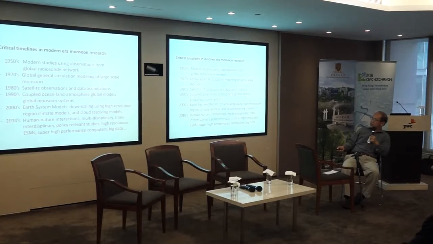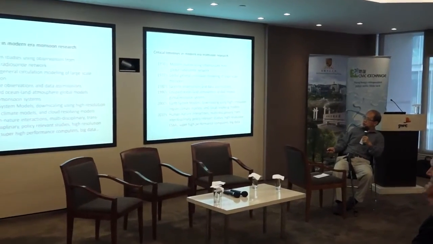And in the 90s, then we start to have coupled ocean, land, atmosphere global models to study the global monsoon system. This is mostly atmosphere, then coupled. So this is a long period of development. Now we have this. And of course, in the 2000s, all this is incorporated.